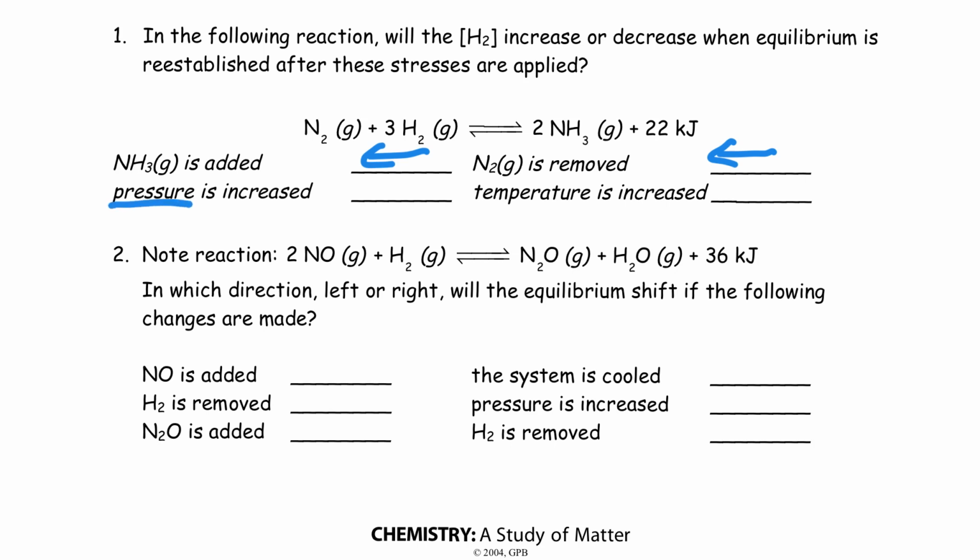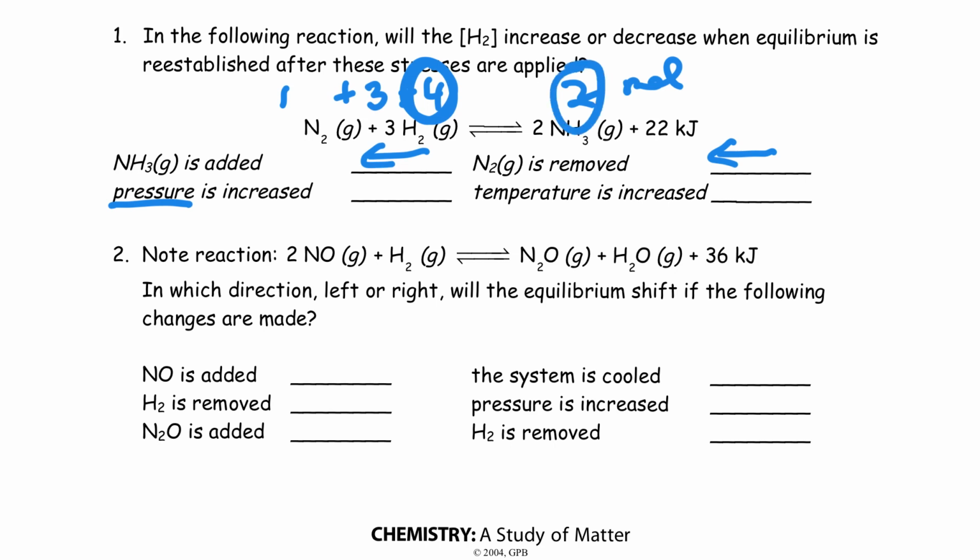Our next thing is the pressure is increased. Now, let's remember that the pressure in gases has to do with how many moles of gas we have. So on the left side, there's 1 mole of nitrogen gas and 3 moles of hydrogen gas, which is 4 moles of gas. Whereas on the right side, there is 2 moles of gas. And if you remember, Avogadro let us know that if you have more gas, you're going to have more pressure. So on this side, we have higher pressure than on this side.